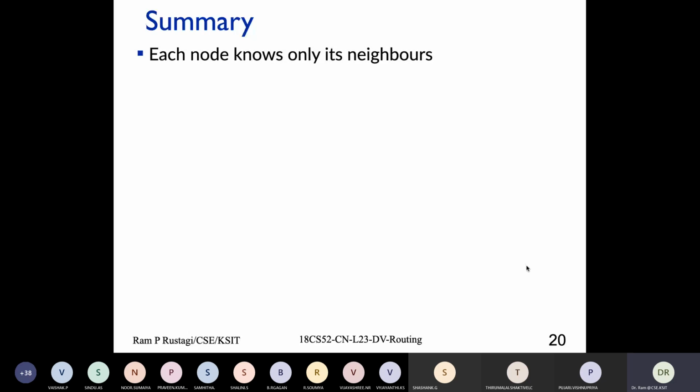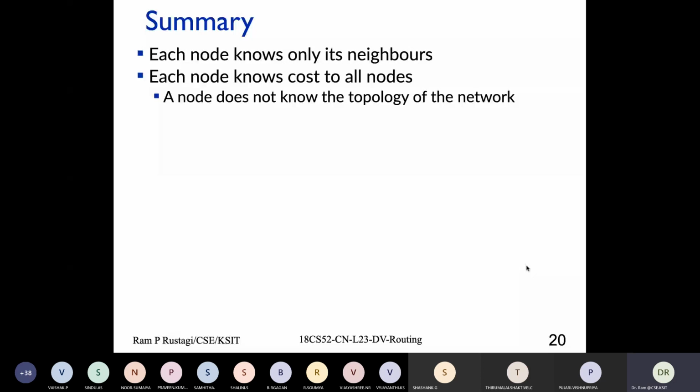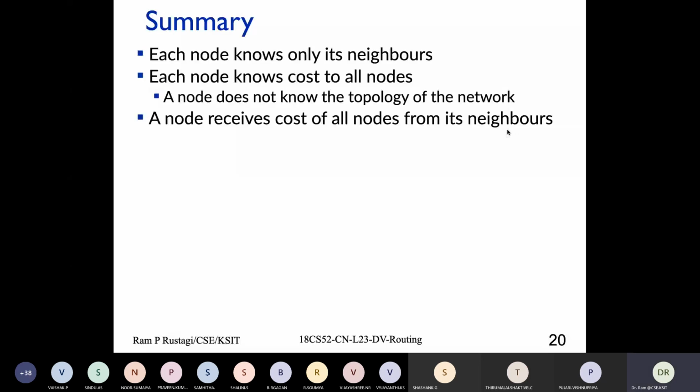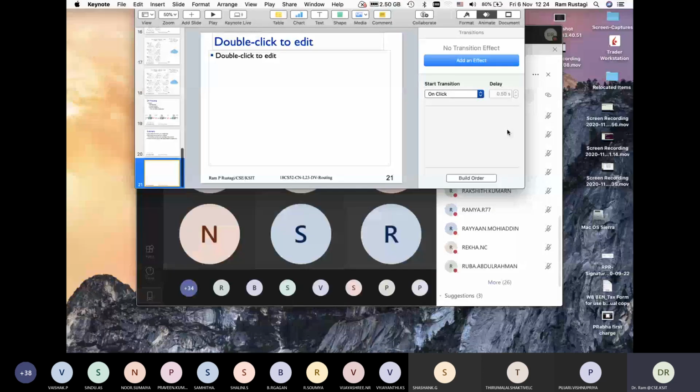So to summarize, it is different from link state routing. Each router knows only its neighbors. It knows the cost to its neighbors. It maintains the distance vectors of its neighbors. In link state routing, it maintains the topology, but in this case, it maintains the distance vectors of all its neighbors. And whenever it gets new information from the neighbors, it does recomputation, and if a link cost changes, it does the recomputation. If at any time the computation changes, it informs the neighbors. And that's the way the distance vector routing protocol works.